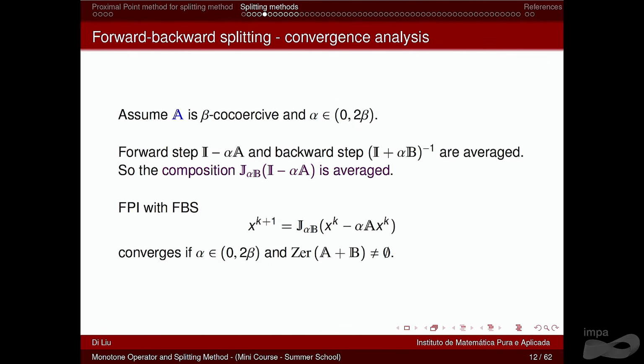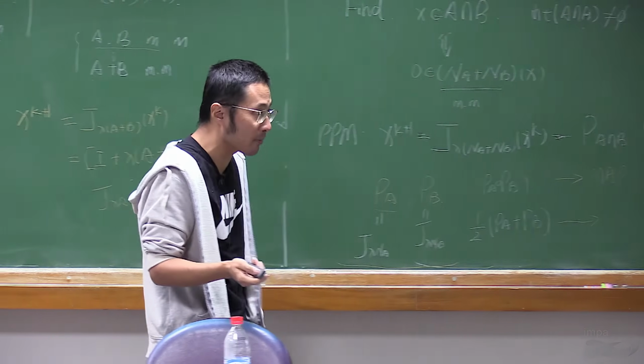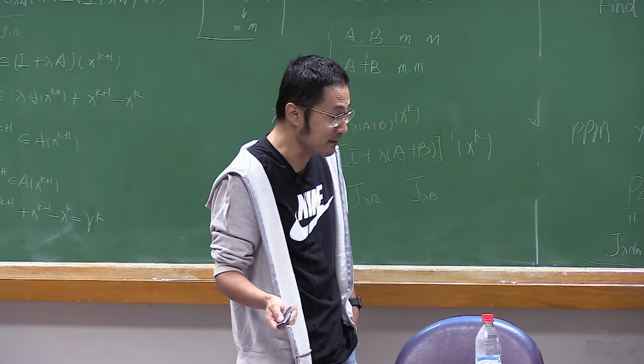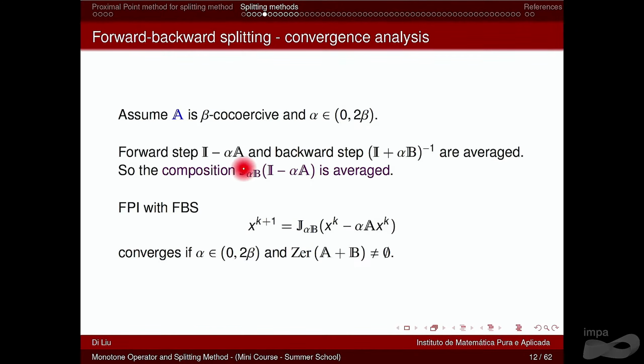But we will see that if we take the composition of two non-expansive operators, then the composition cannot guarantee... sorry, I will say it again. If we calculate the composition of two firmly non-expansive operators, we cannot guarantee the composition is still firmly non-expansive. But if they are averaged, then the composition will preserve the averagedness, okay?